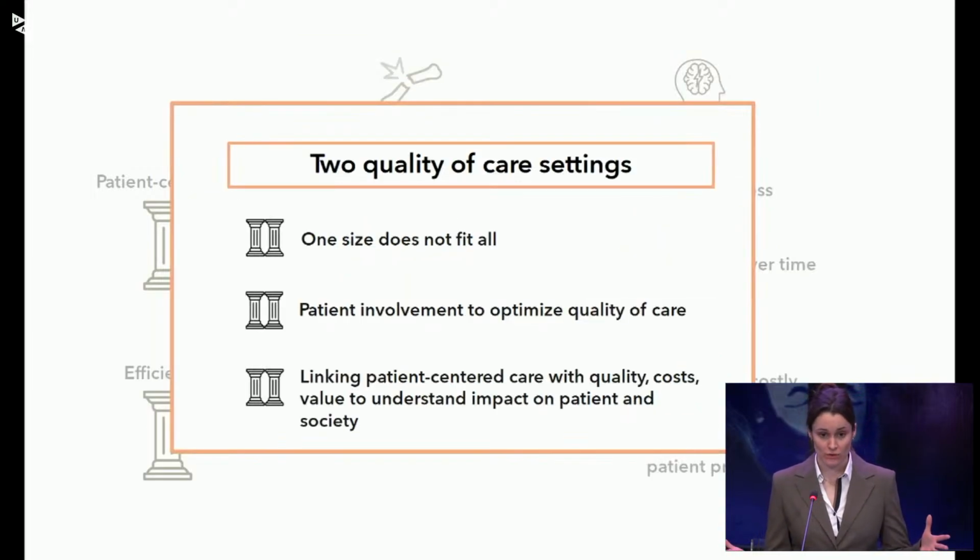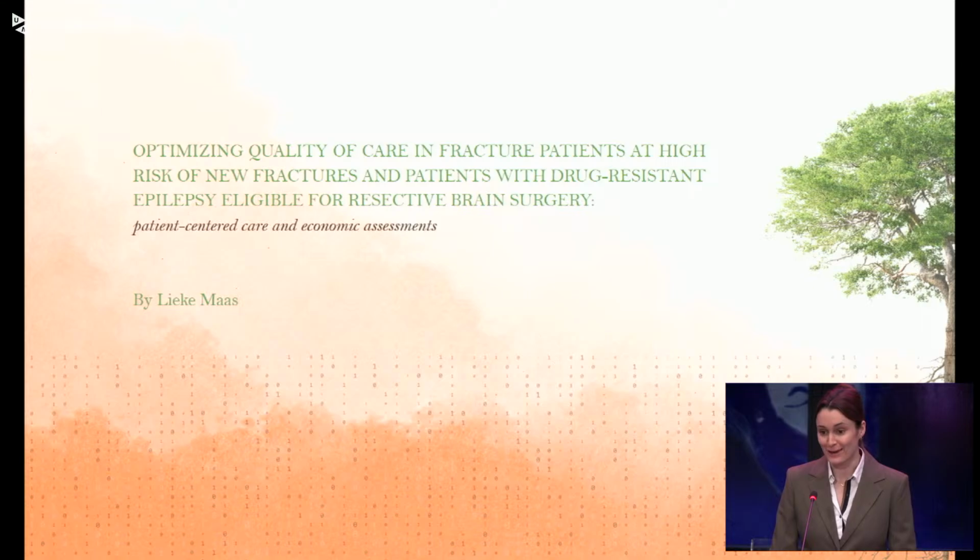If we then zoom out on a more quality of care research point of view, we can see that one size really does not fit all, and that patient involvement is crucial if you want to optimize quality of care. Lastly, by linking patient-centered care with metrics such as quality, cost, and values, we can truly understand the impact quality of care has on the patient and on society.